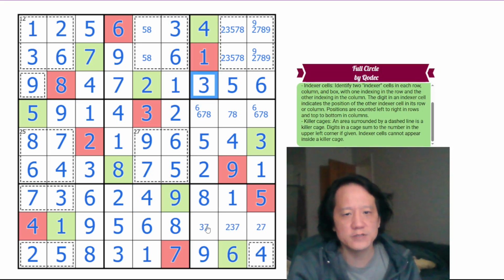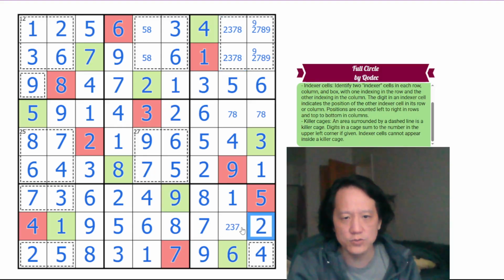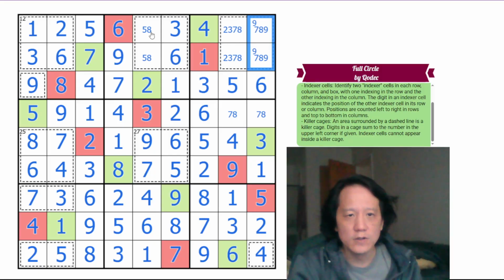This 3 eliminates 3 here, so it's 7. This can't be 7 or 8. 6, so this can't be 6. This can't be 5 anymore. This 7 eliminates 7 here, so it's 2, which makes this 3. That eliminates 2 in the rest of the column. This can't be 2 or 3 here. This 5 eliminates 5 here, so it's 8 and 5.